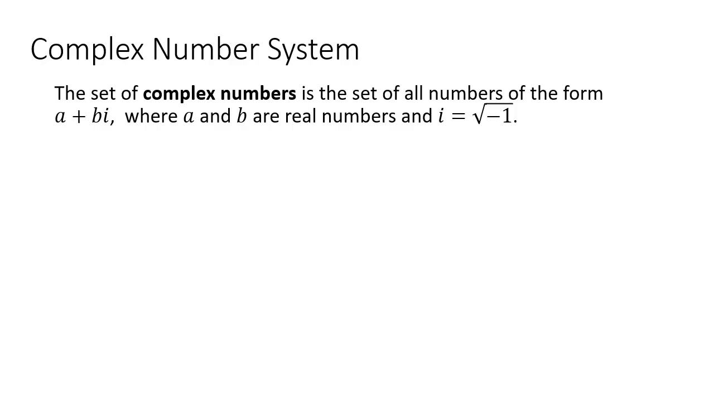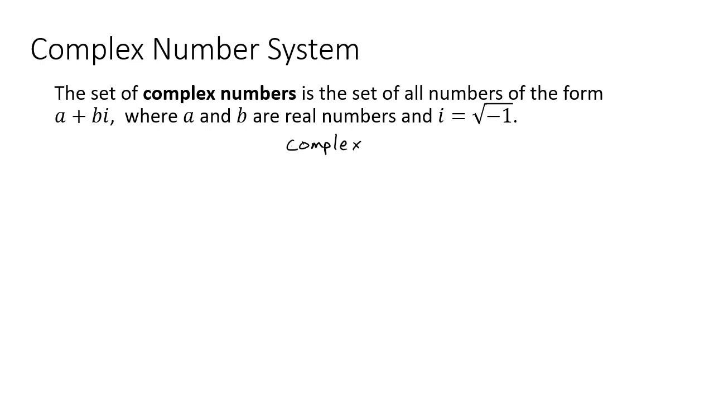So let's begin then by describing the set of complex numbers. The set of complex numbers is the set of all numbers of the form a plus bi, where a and b are real numbers, and i is defined as the square root of -1, which is not a real number. And so you can kind of think of it as broken up into two parts.